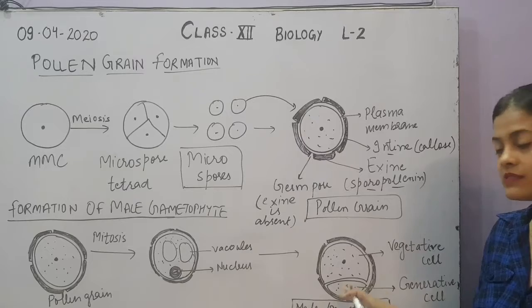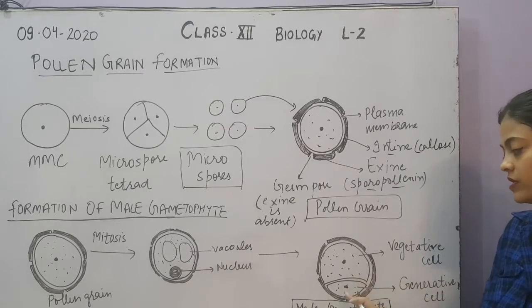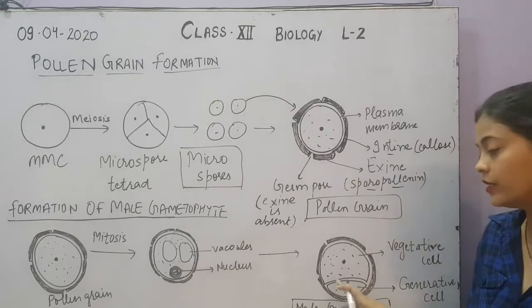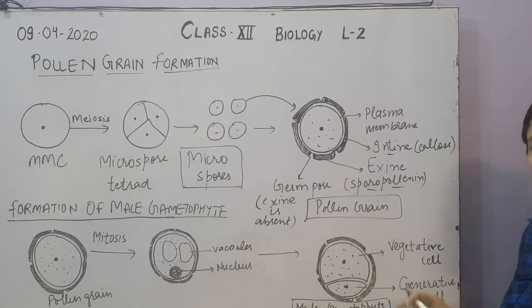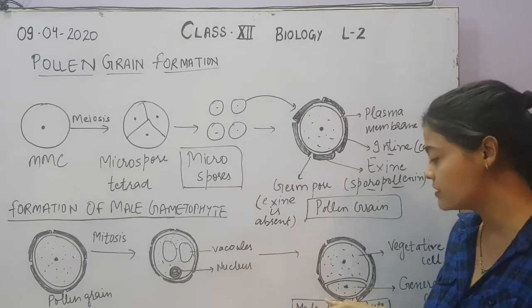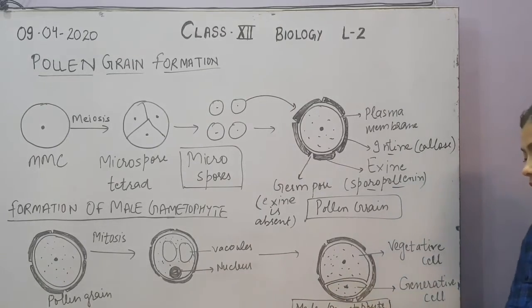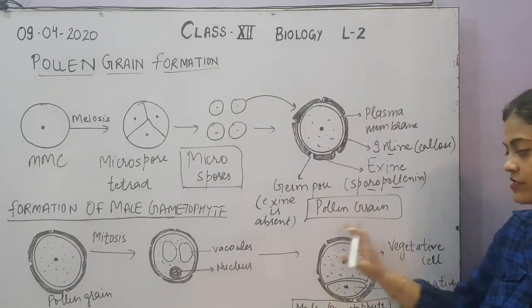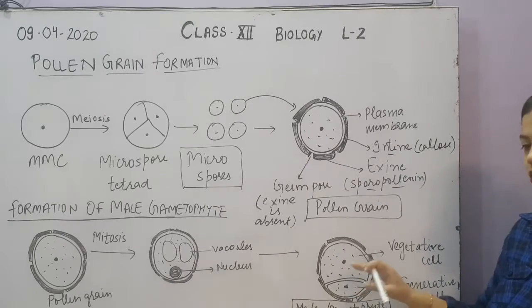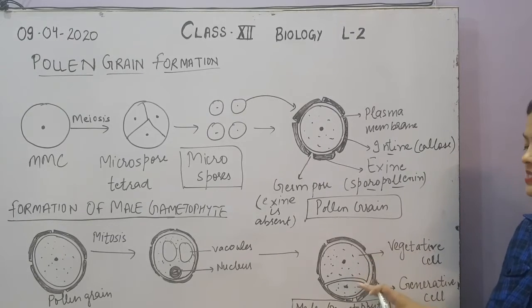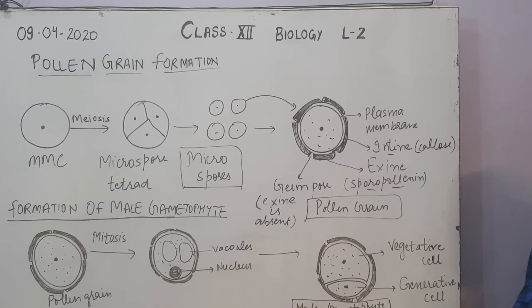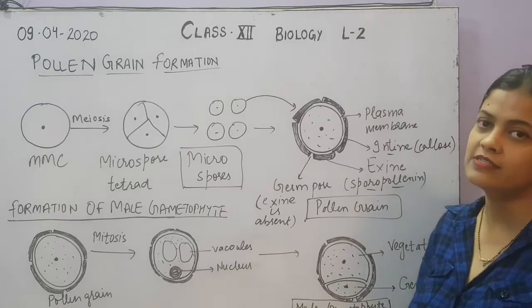And from this structure, the pollen tube will emerge. The pollen tube will emerge out from the generative cell carrying male gametes, and it will open up through the germ pore. Okay, so is it clear? This structure is called male gametophyte because it will carry male gametes in it, and this is a two-celled structure.